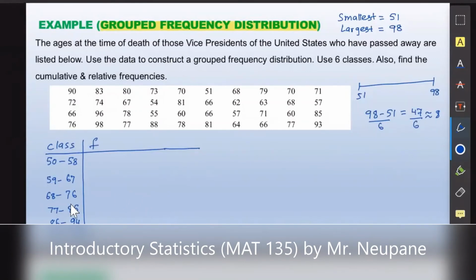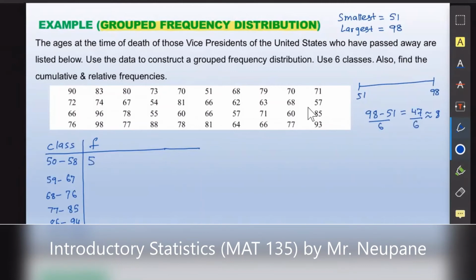In the first class, you are counting everything from 50 up to 58. Please follow along with me. Look at the screen properly. 50 up to 58. Do I see any here? This is 1, 2, 3, 4, 5, right? Yes or no? Yes. Okay, great. 50 up to 58, 5.